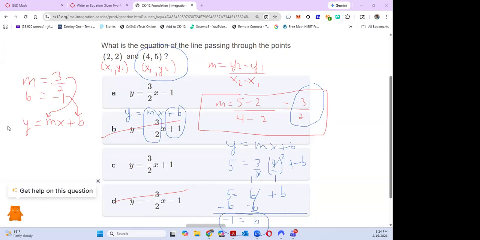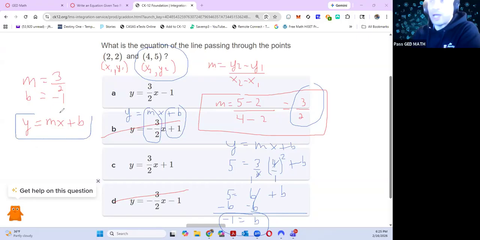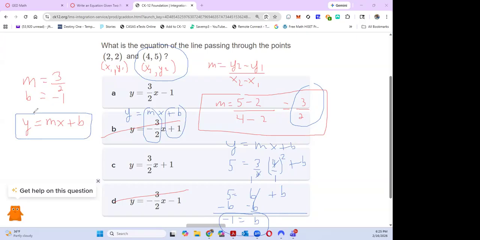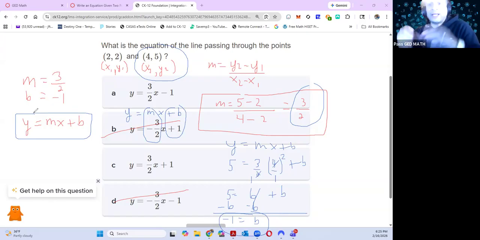Okay, I'm lost, right? I don't know where you're getting lost, but I'm going to try to help you. The slope-intercept form of the equation of a line is y equals mx plus b. You understand that, correct?